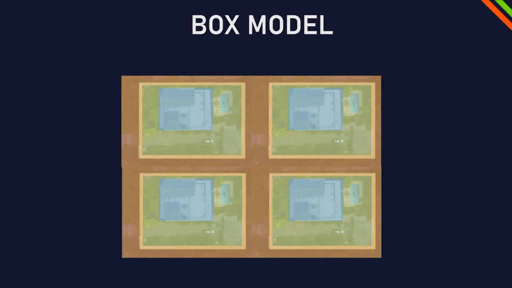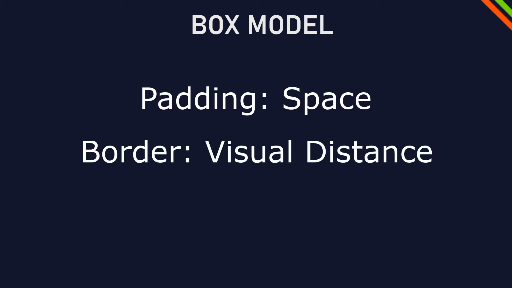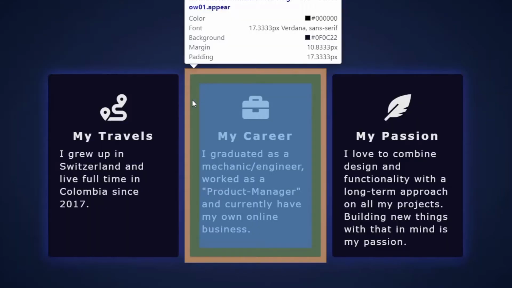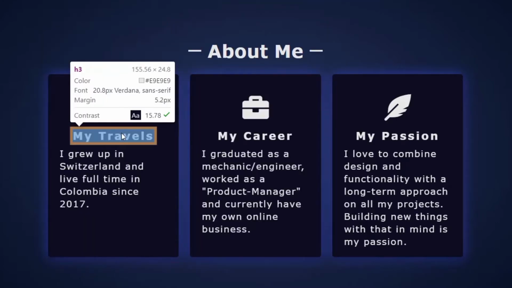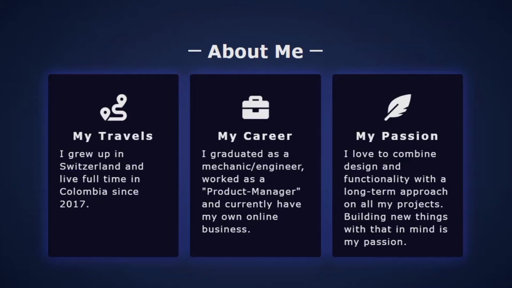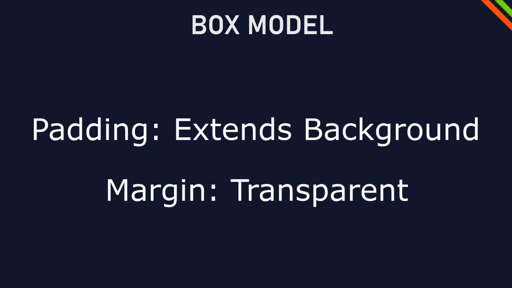So padding is used to give content some space. The border, if used at all, is to visually distance the element, and the margin is the space from one element to the other. And it's important to structure your design that way. Otherwise it can get chaotic if, for example, you use padding instead of margin to space two elements. A key difference is that padding extends the background color, whereas the margin is always transparent.